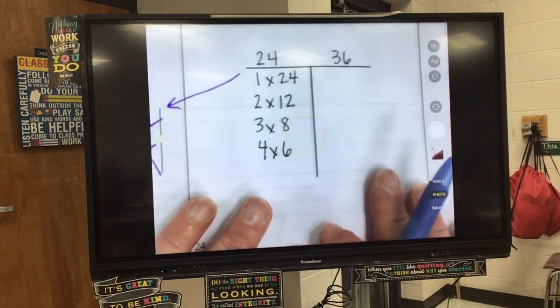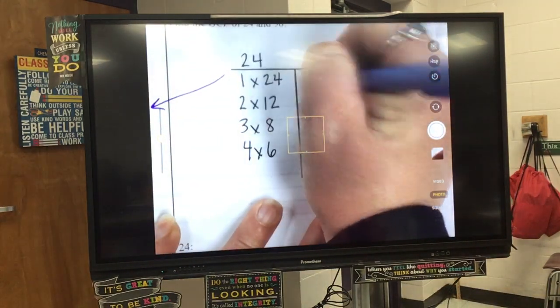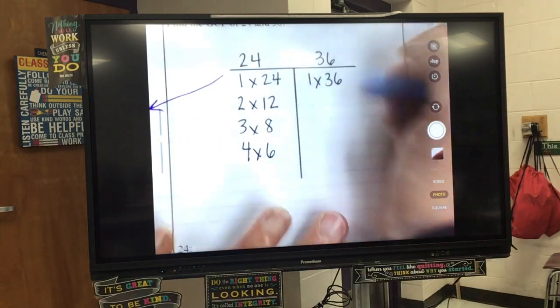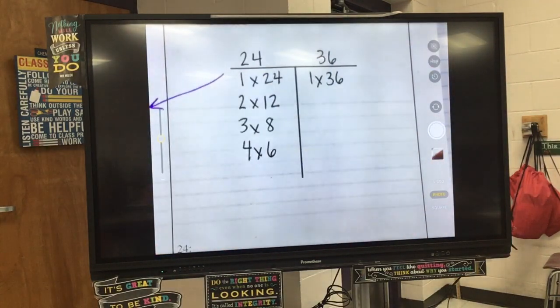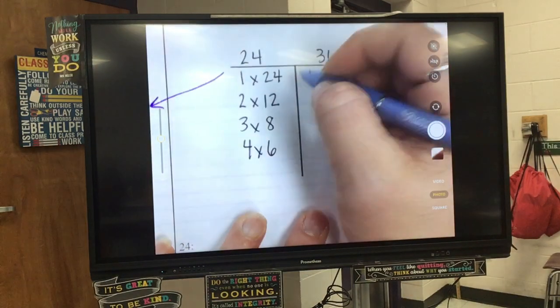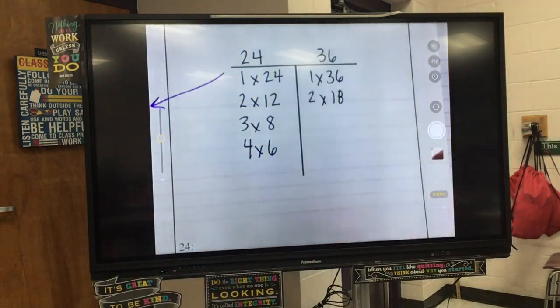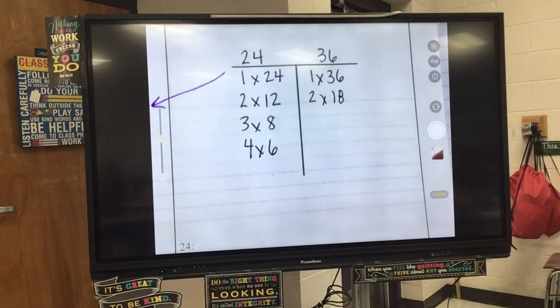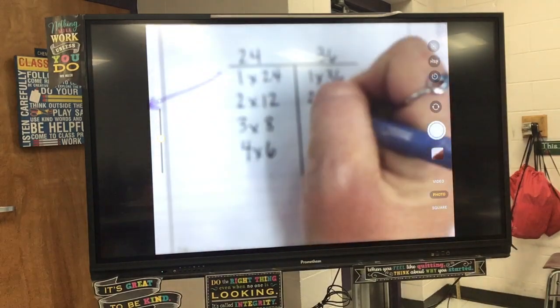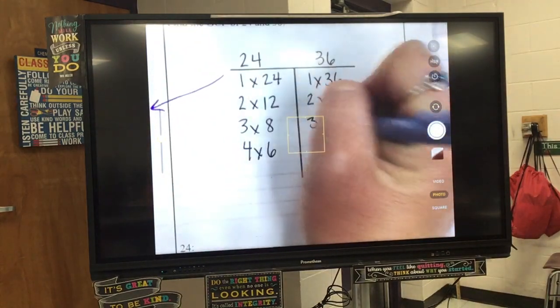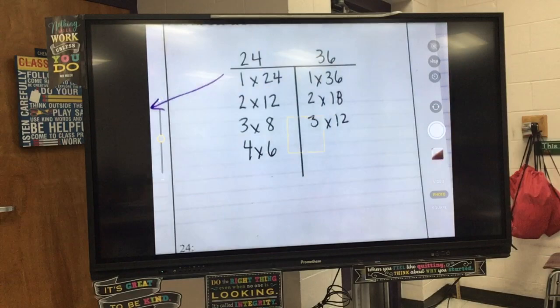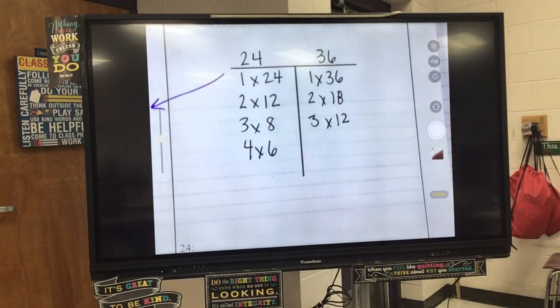All right, so let's slide over to 36. So we start with 1 times 36. All right, what about 2? Can I multiply something by 2 to get 36? 18. All right, can I multiply something by 3 to get 36? 3 times 12. Can I multiply 4 by something to get 36? 9.